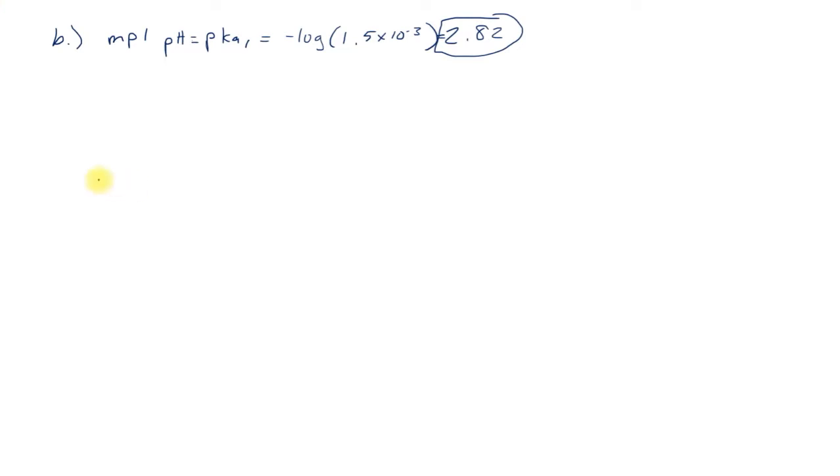Now, as a note, anywhere in the buffer zone you can use the Henderson-Hasselbalch equation, but only at the midpoint do we simplify to ignore the other half, that other logarithm there.